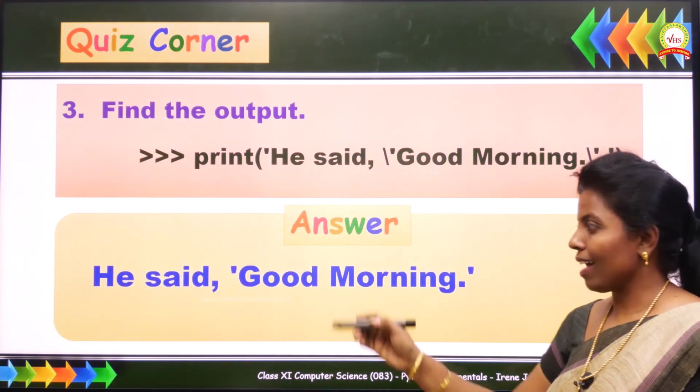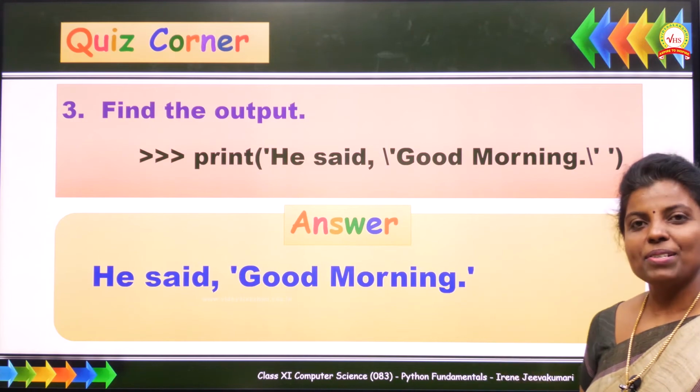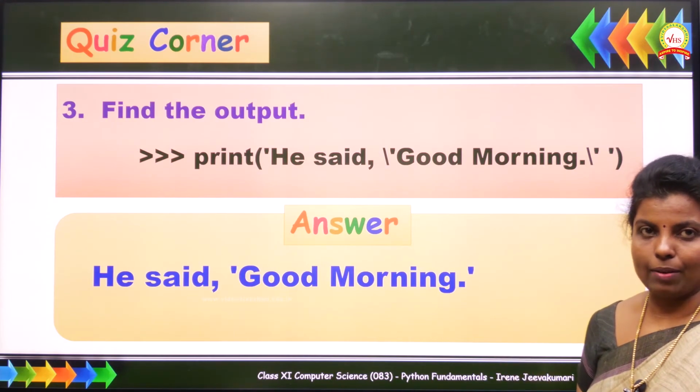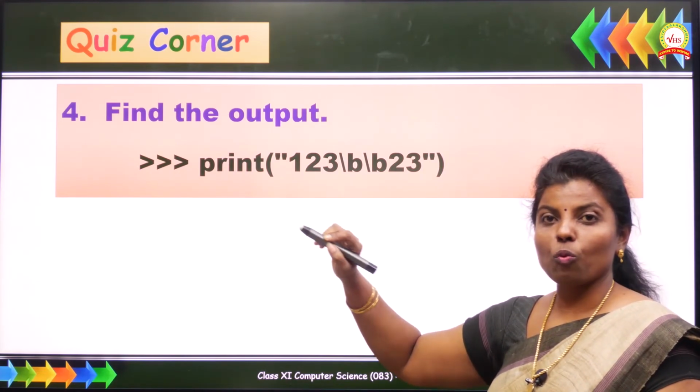Let us see what the answer is. This is the answer: he said comma good morning. Okay, so this is the answer printed by this statement. So now let us move on to the next question. Find the output. So what is the output?